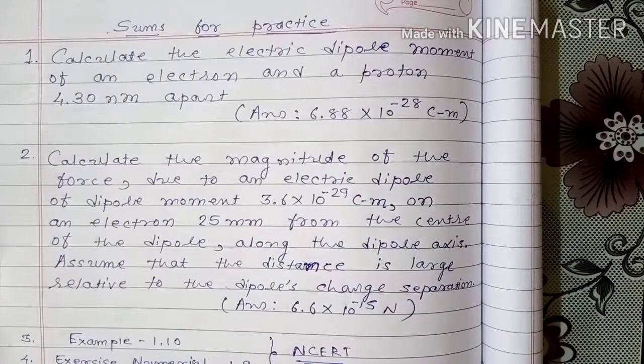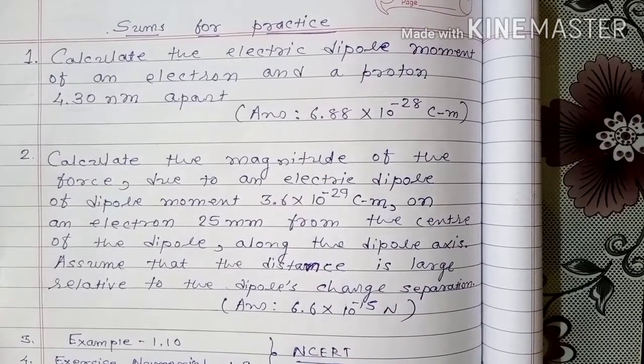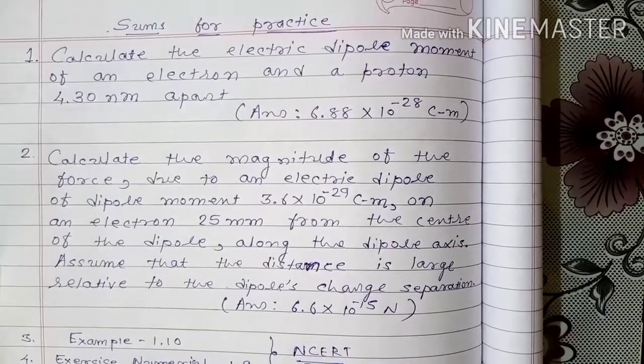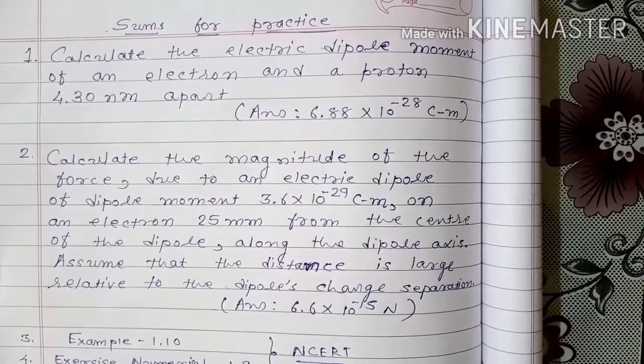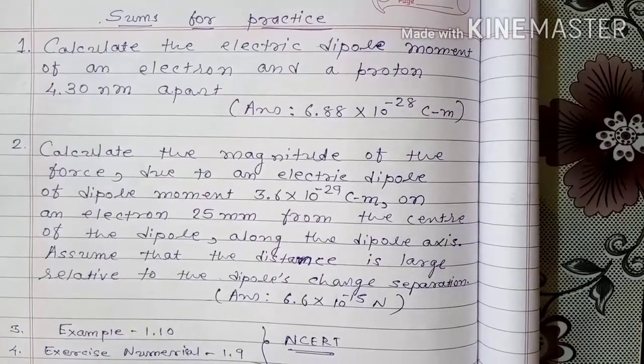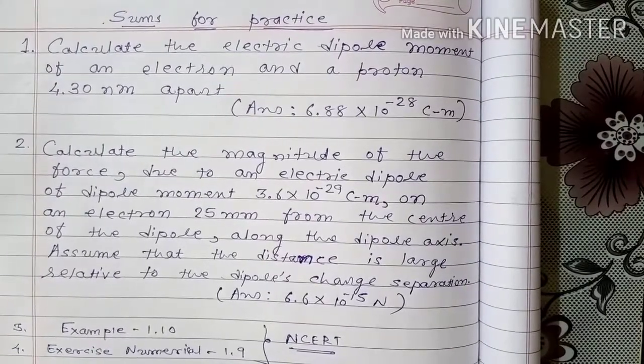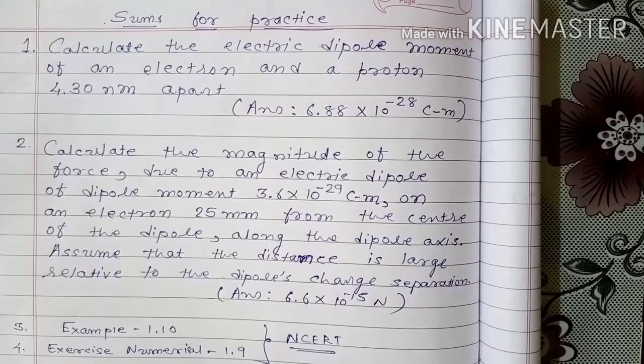Hello my dear students, first we will solve some sums based on electric dipole which I gave you in the previous video. First numerical: calculate the electric dipole moment of an electron and a proton 4.30 nanometer apart.